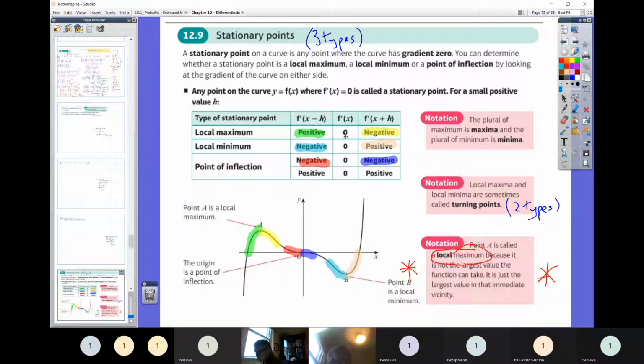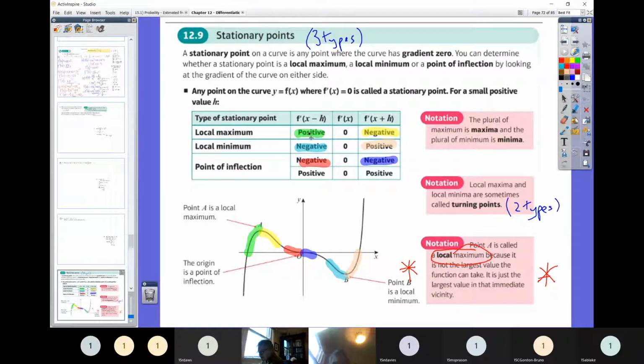What we know is that at any of these stationary points, for a split second, the gradient is zero. It is flat. It's flat at A, it's flat at O, it's flat at B. So f dash x, the differential, is zero. There is a zero gradient because it is flat at any of these stationary points. Now this bit here, f dash x minus h, just means when you go back a little bit to the left of the stationary point, and f dash x plus h means we go a little bit to the right of the stationary point.